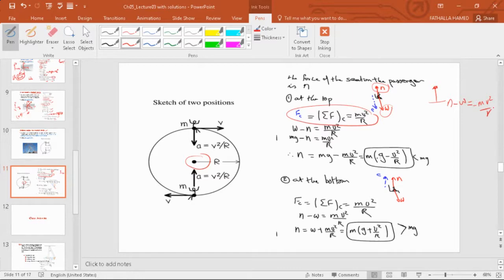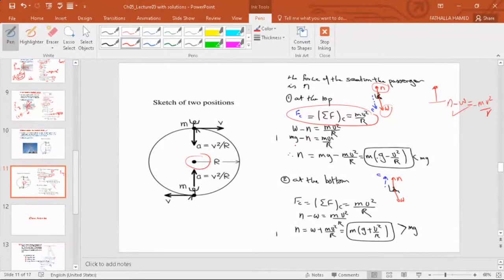Or you can say, no, I will take the positive down along the circle. If you do that, you will have the weight down, which is toward the center. We take it positive, minus the normal force up. And that should equal mv squared over r, because that's the net force toward the center of the circle. It will work even if you want to consider that case. You will get the same equation.